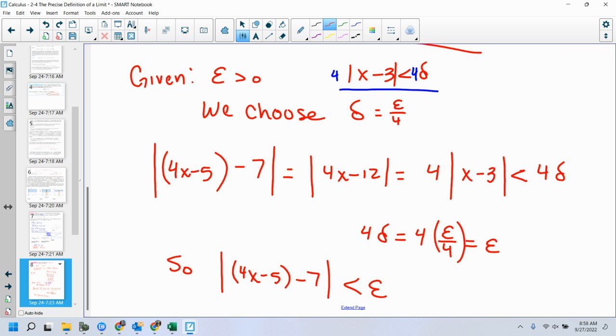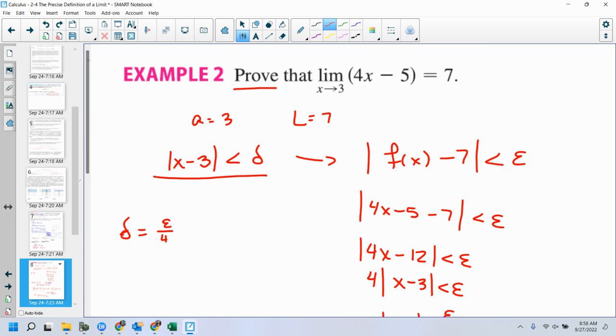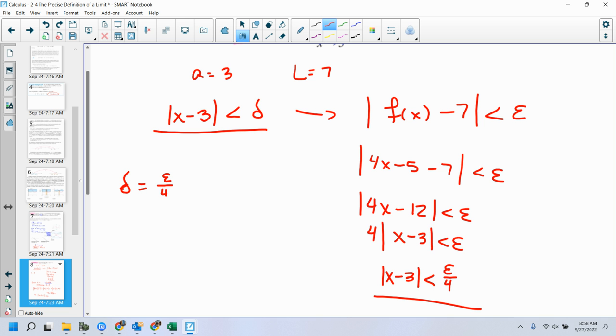We're only going to do one more of these, but I kind of want to recap this just to make sure we know each of the parts. So how did we start this? We started this by figuring out what we needed to choose as our delta. How did we do that? We said f of x minus 7 less than epsilon and just started doing some algebra until we found this piece. And then we could say, well, that's what we want as our delta. That's the prep.